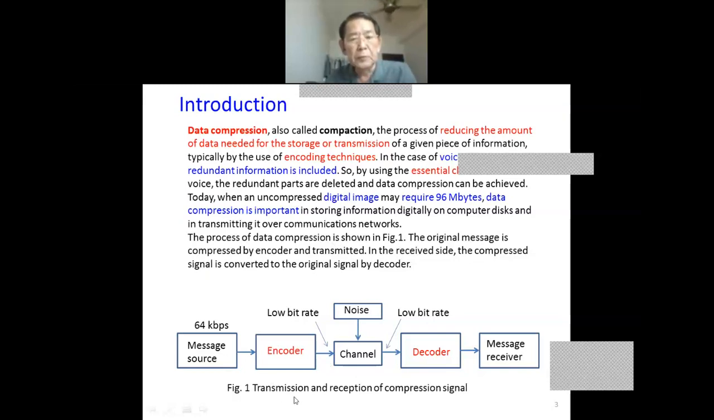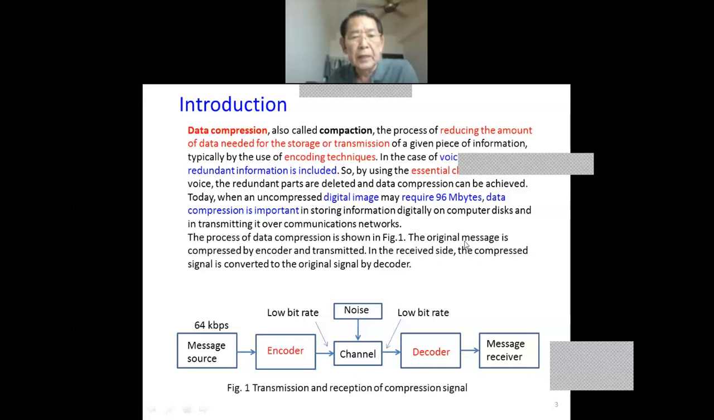The process of data compression is shown in figure 1. The original message is compressed by the encoder and transmitted. On the receiving side, the compressed signal is converted to the original signal by the decoder. This transmission part becomes low bit rate. So in your handy phone, some effective coder is implemented. From now, I will explain many technologies.